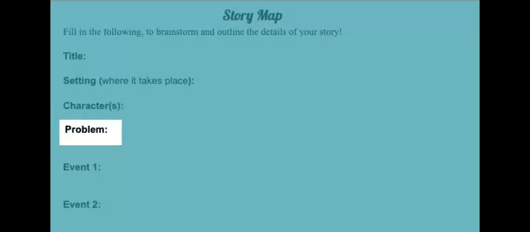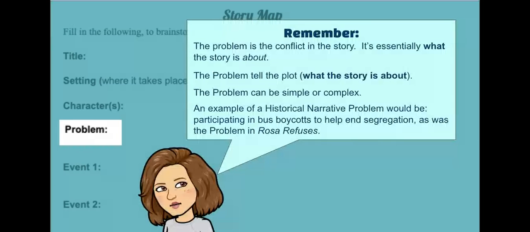Next, you want to identify the problem. Remember, the problem is the conflict in the story. It's essentially what the story is about. The problem tells the plot what the story is about. The problem can be simple or complex. An example of a historical narrative problem would be participating in bus boycotts to help end segregation, as was the problem in Rosa Refuses.